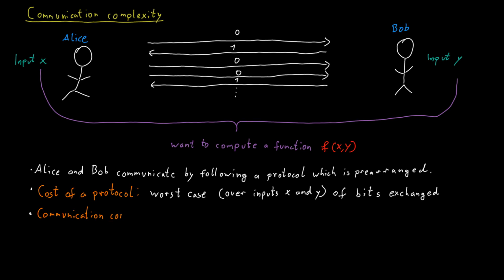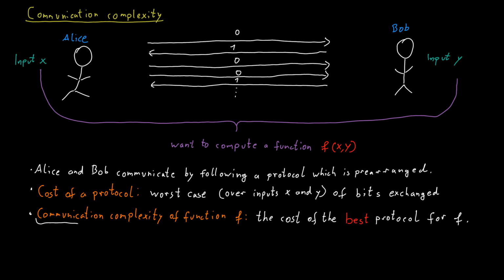And now we can define what the communication complexity of our problem is, of this function f that depends on X and Y. The communication complexity of the function is the cost of the best possible protocol for that function. And we notate this as d of f. So that's the communication complexity of f. That's the best possible protocol that minimizes the number of bits that are exchanged between Alice and Bob in the worst case.